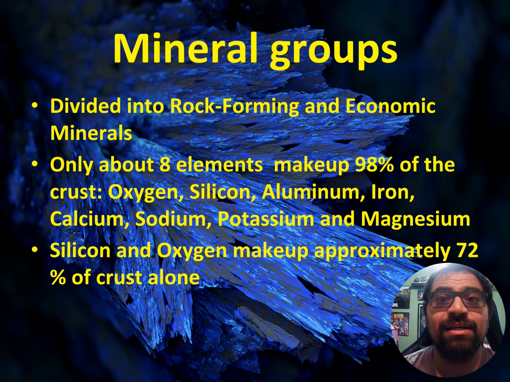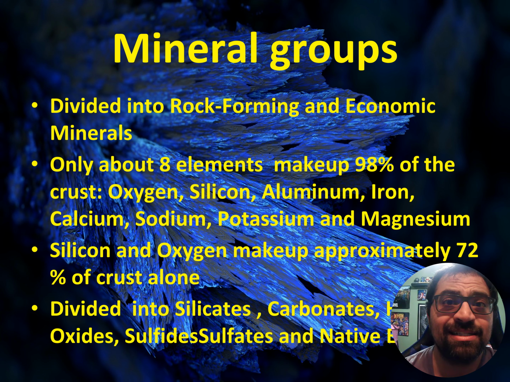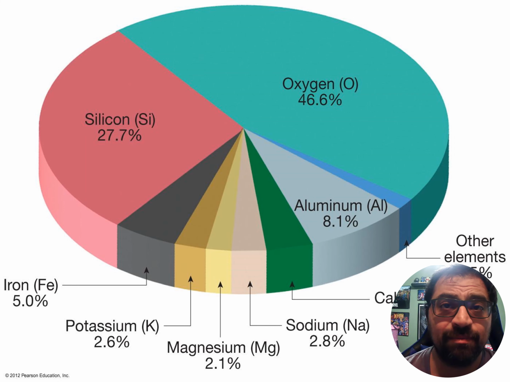Now of these, silicon and oxygen make up 72% of the crust alone, usually combined into the form of silica. And so we call any mineral that contains this silicon and oxygen silicates. We also have carbonates, halides, oxides, sulfides, sulfates, and what we call native elements. We'll talk about these groups in a second.